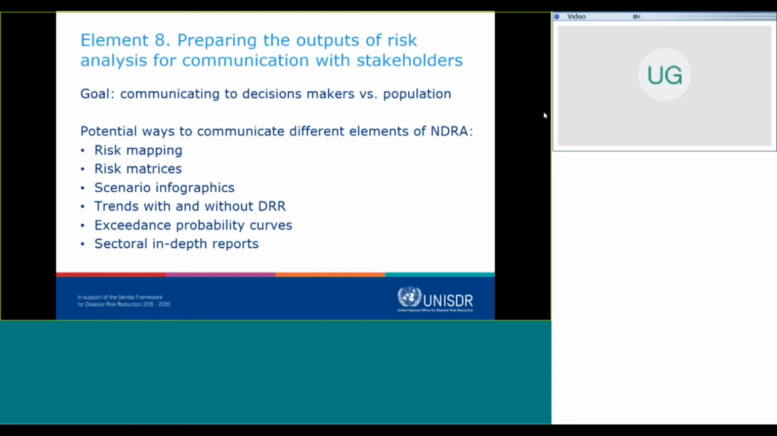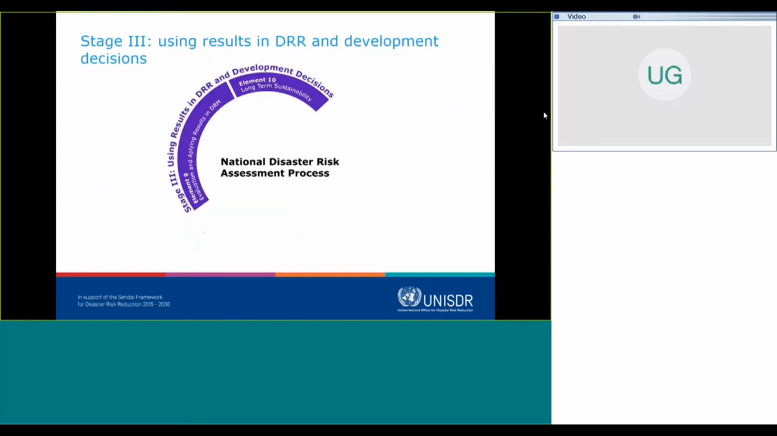Element 8, preparing the outputs. What we have described in the guideline is a number of potential ways to communicate your NDRA. It's not just about having a document that's sent to Parliament, but you have to think about the risk communication also to the political decision makers, sectoral decision makers, and also the population in general. You can see some of the potential ways also in the guideline.